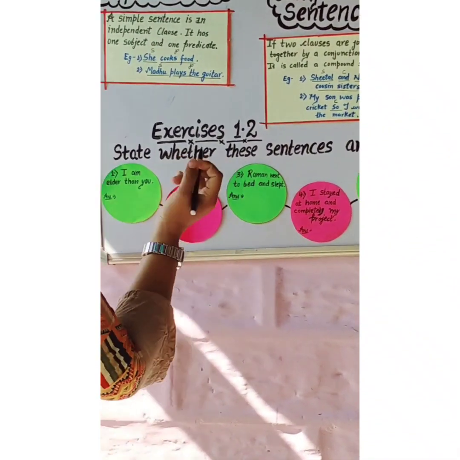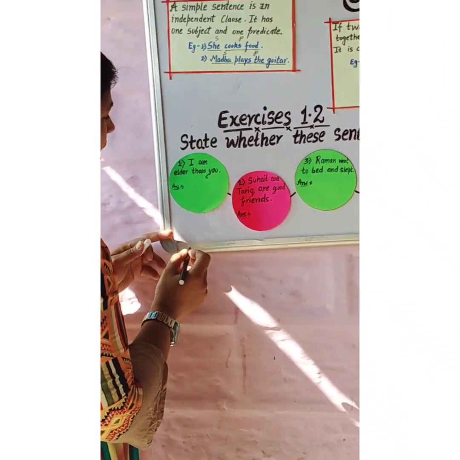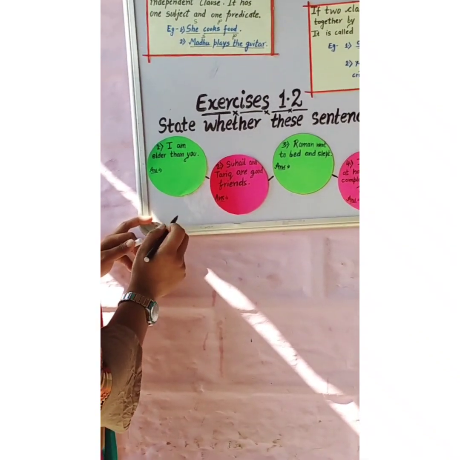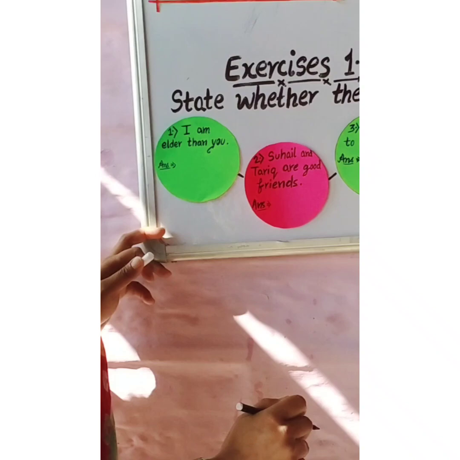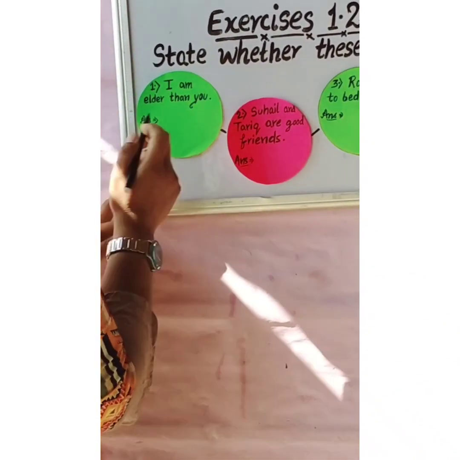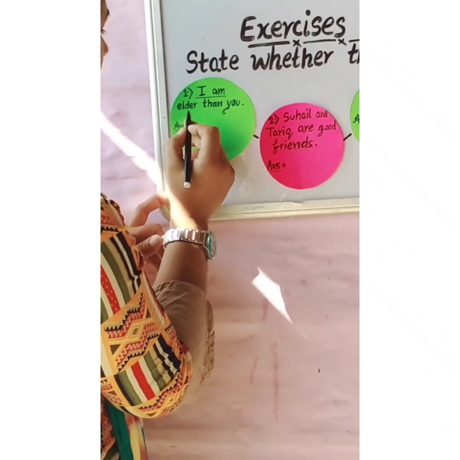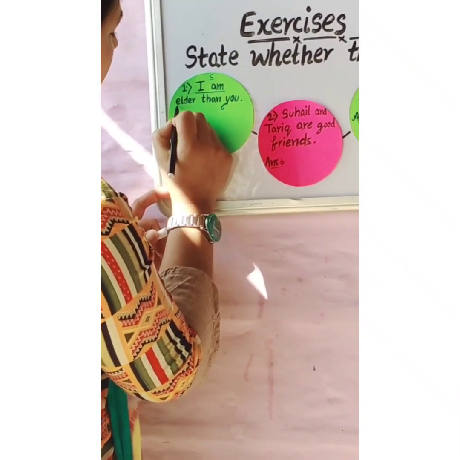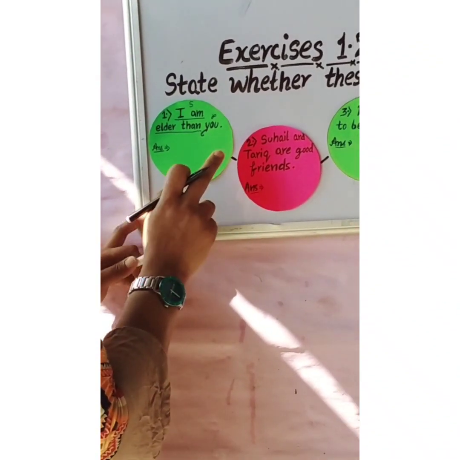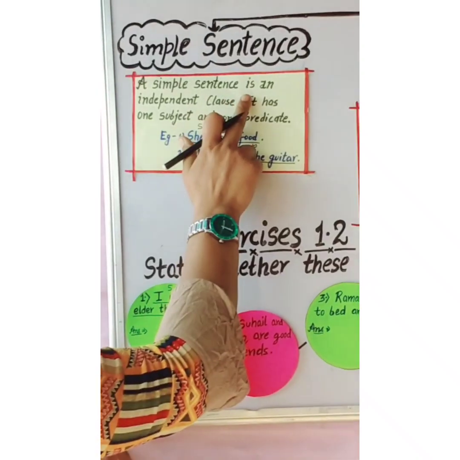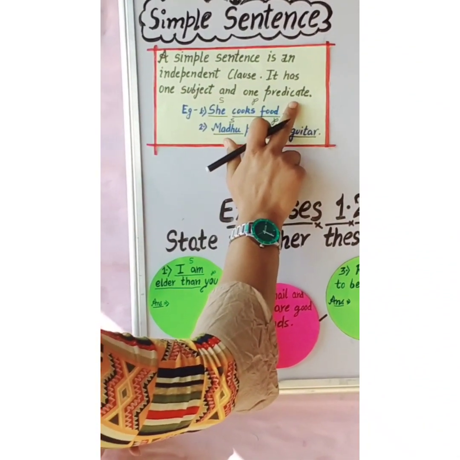Okay. So first one is, see here, I am elder to you. In this, you can see that only one subject is there and one predicate. आप देख रहे हैं यहाँ पे सिर्फ एक subject और एक predicate है. यहाँ देखिए I am. We are talking about I am. This is your subject and rest all is your predicate. ये सब आपका क्या है? Predicate है. और we have also learned that a simple sentence is an independent clause. It has one subject and one predicate.